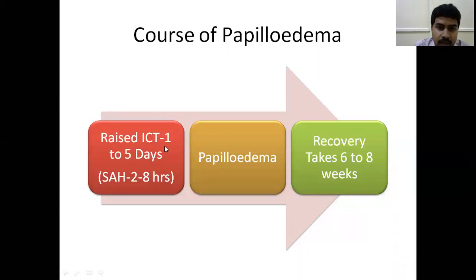It can be detected ophthalmoscopically. In case of subarachnoid hemorrhage, in 2 to 8 hours itself, the papilledema will be visible on examination of the fundus. So the onset of papilledema after the onset of raised intracranial tension can be as fast as 2 to 8 hours, or sometimes it can take 1 to 5 days. Within 1 to 5 days, papilledema develops and recovery takes place between 6 to 8 weeks. Within 6 to 8 weeks, it recovers.